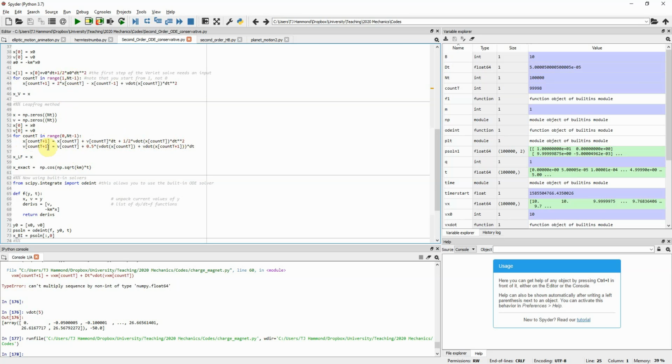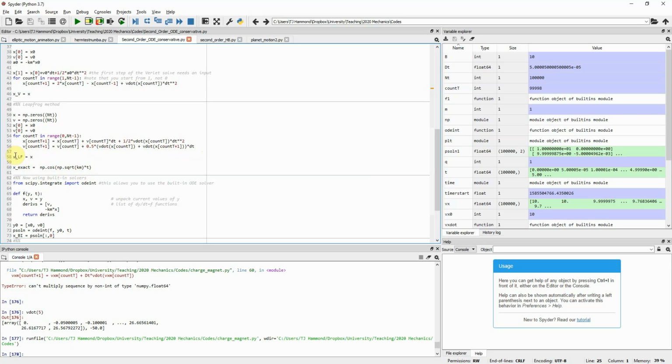And the velocity at the next position depends on the velocity of the current position, plus 1/2 of the average of the two velocities, of the current position and the next position, times dt. Both of these give about the same error, and I think it's dt cubed.